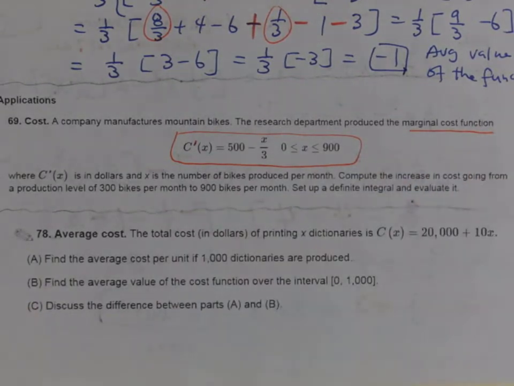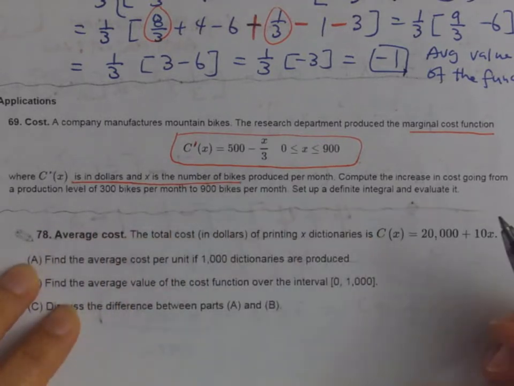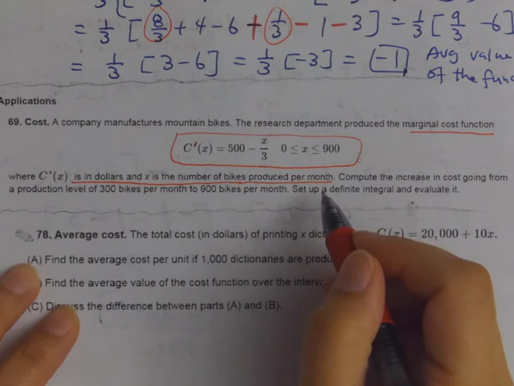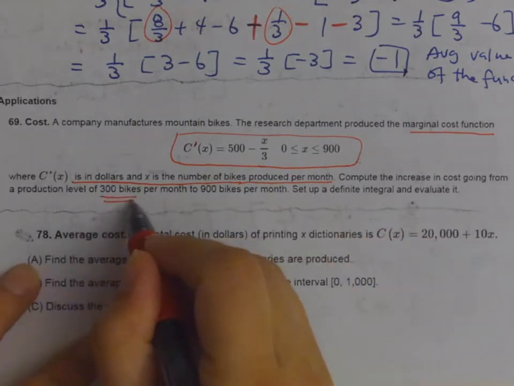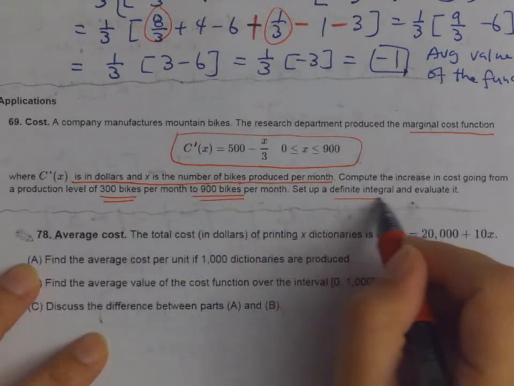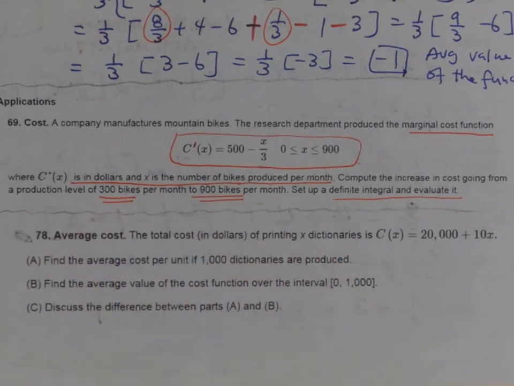Okay, so where C prime of x is in dollars and x is the number of bikes produced per month. Compute the increase in cost going from a production level from 300 bikes to 900 bikes per month. Set up the definite integral to evaluate it. So that's the lower and upper limits, right? So they told us to do the integral, so we're going to do that.